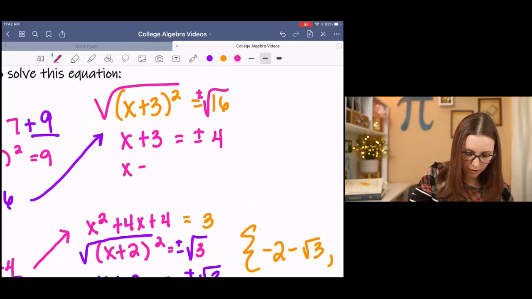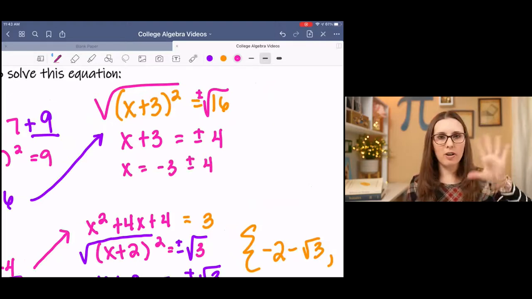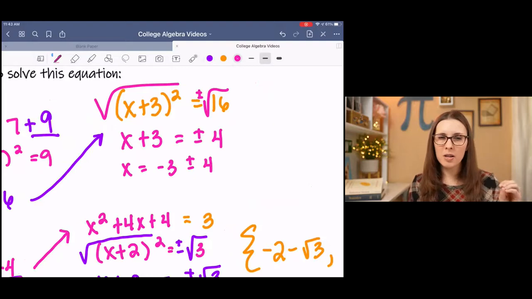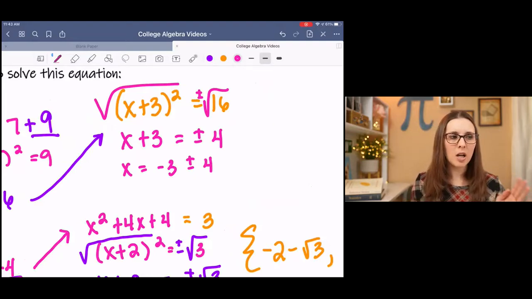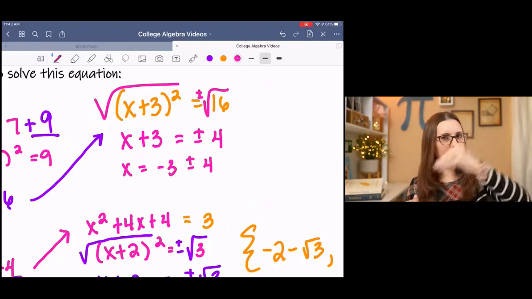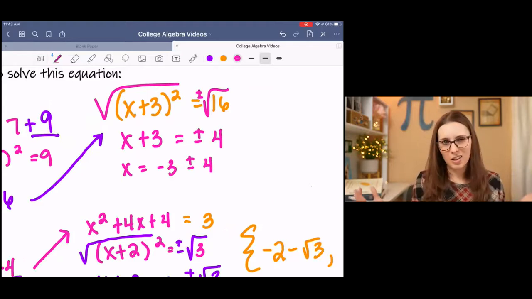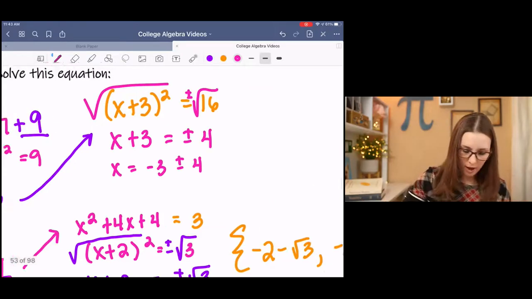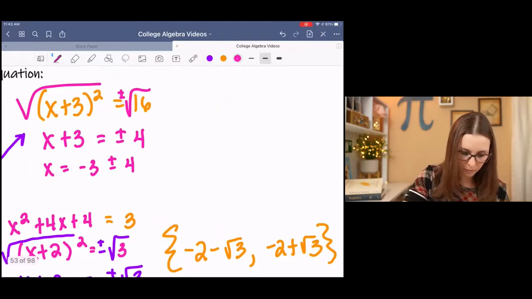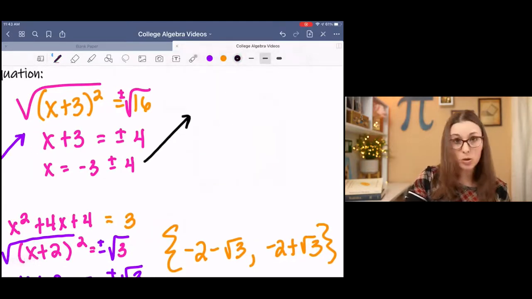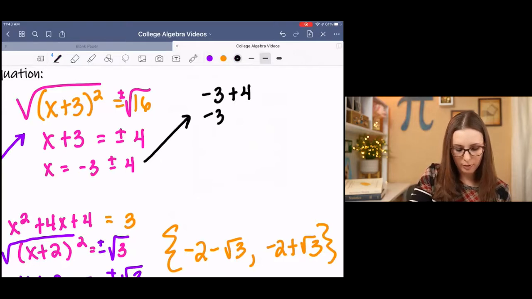Then we're going to subtract 3. I usually put whatever I've moved over in front of the plus or minus because it just makes more sense to my mind. With the commutative property, you can put it behind the 4, but I just feel like it makes more sense to have that plus or minus in the middle. Because now what we have is two solutions, -3 plus 4 and -3 minus 4, which is 1 and -7.